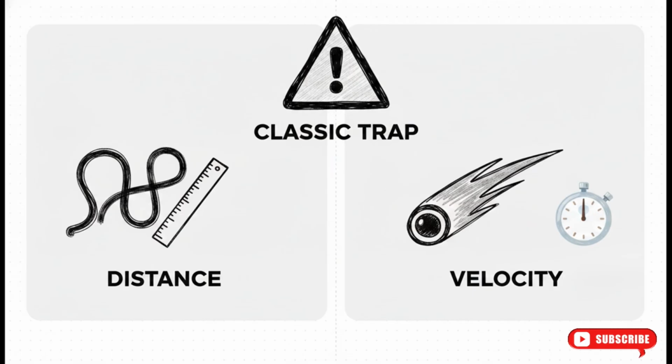Always double-check your y-axis. A distance time graph is tracking your total ground covered over time, but a velocity time graph, which is actually our main focus today, tracks your actual speed or velocity as time ticks by. If you read a velocity graph as if it were a distance graph, you are going to draw completely wrong conclusions about what the object is actually doing.